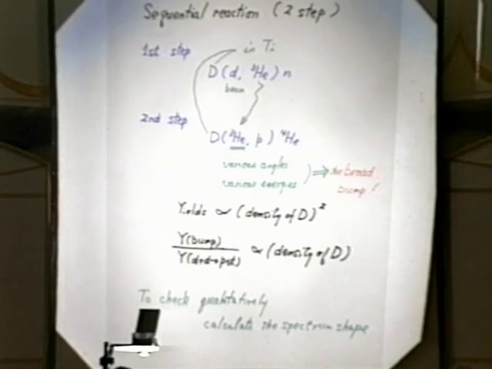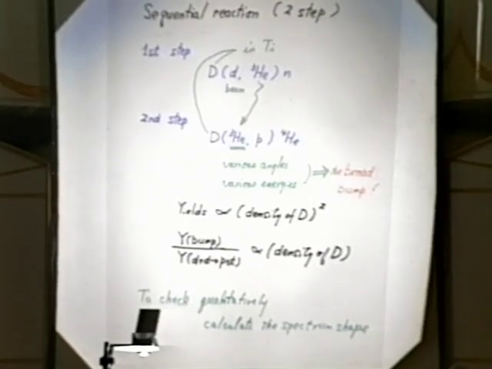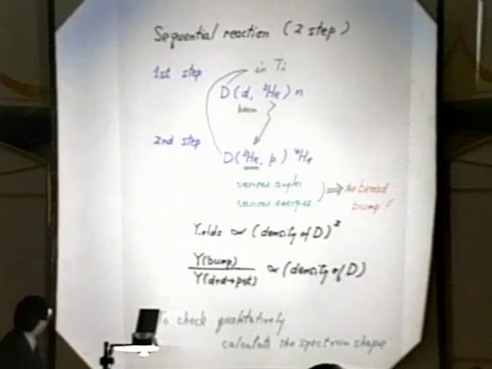And also, for the yield of this sequential reaction process, we need two neutrons in the target. So the yield should be proportional to the square of the density of neutrons in the target. So if you divide the yield of that map by the usual one-step reaction, then you can get a rough idea of the density of the neutron inside the titanium. But anyway, we just made a calculation for the spectral shape of the sequential processes.